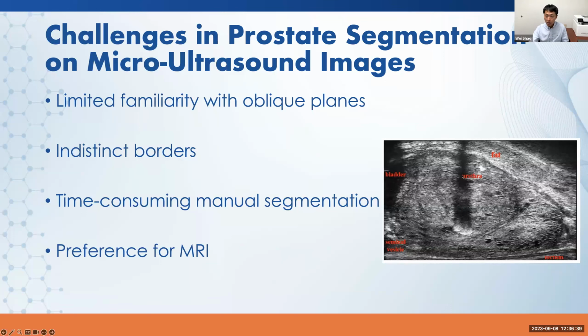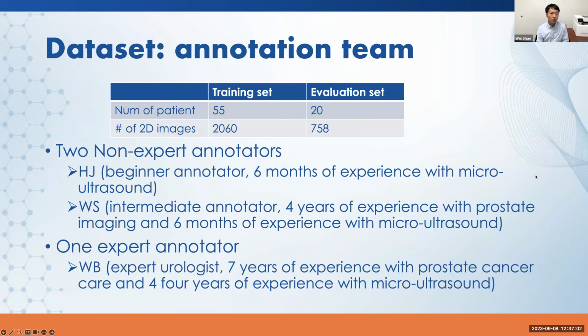You have shadow artifacts and other artifacts, for example those caused by prostate calcification. Therefore, at this moment, most urologists prefer MRI compared to microultrasound because it's quite challenging to segment the prostate on microultrasound images. So the goal of this paper is to address this challenge.